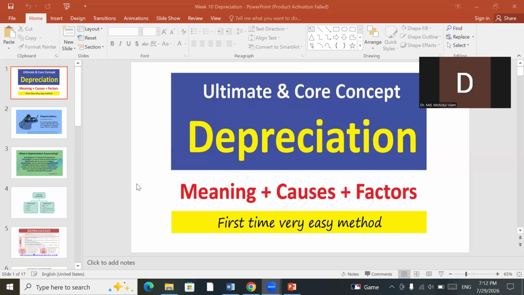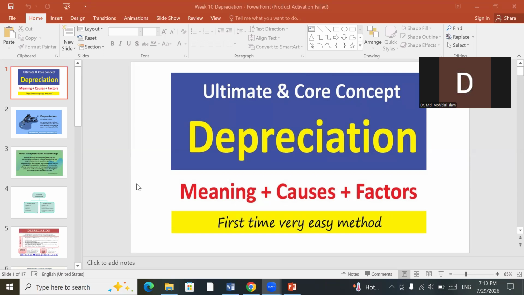Say, for example, you have a computer, and its useful life or expiry date is 10 years or 5 years. So every year you have to set the amount of loss. This loss figure is called depreciation. In other words, depreciation is the diminishing value of the asset. This is called depreciation.